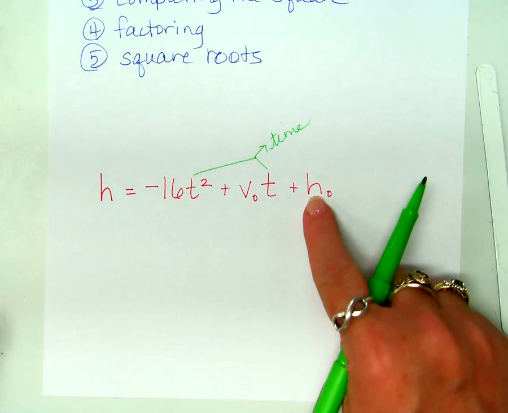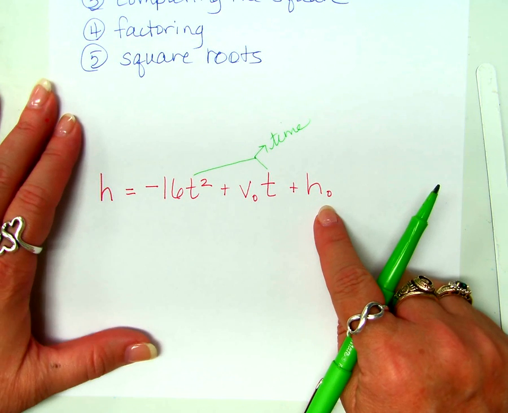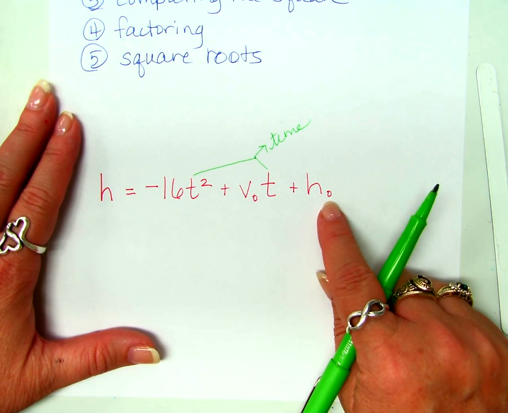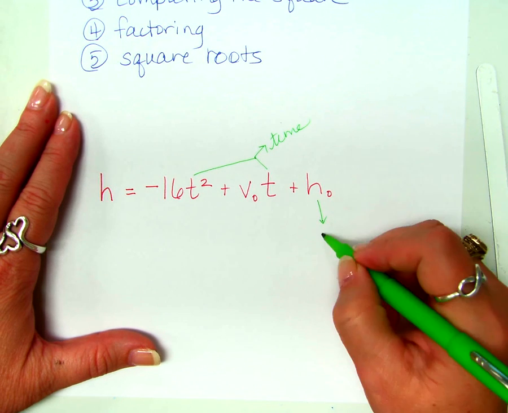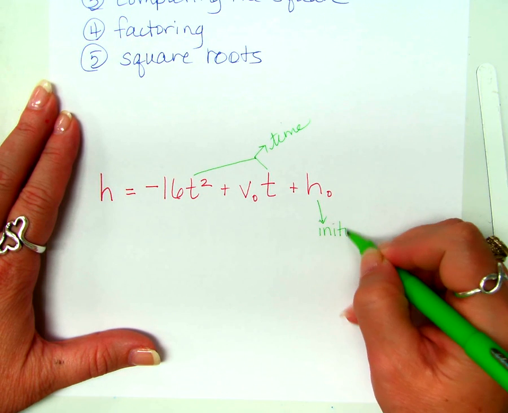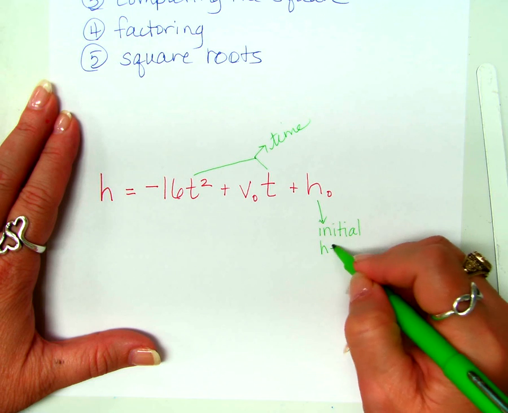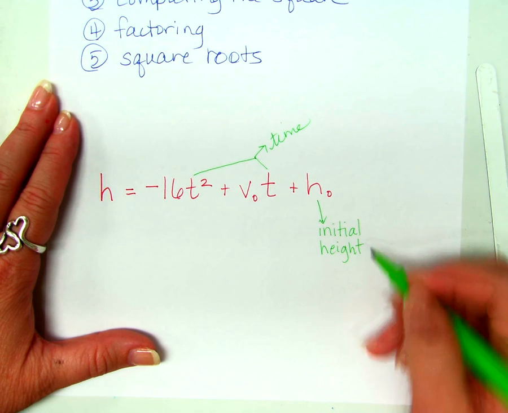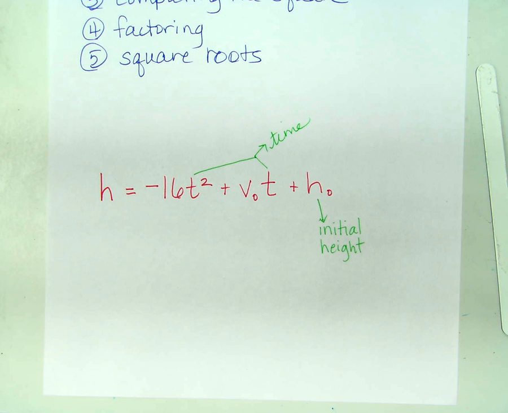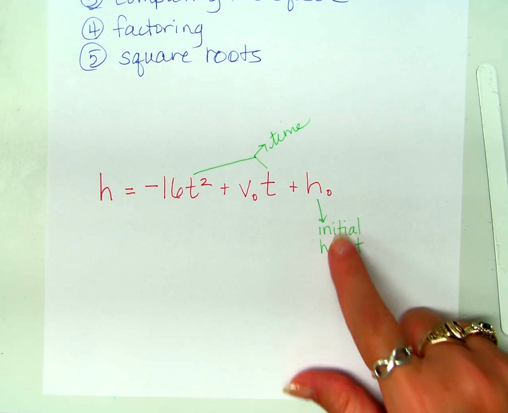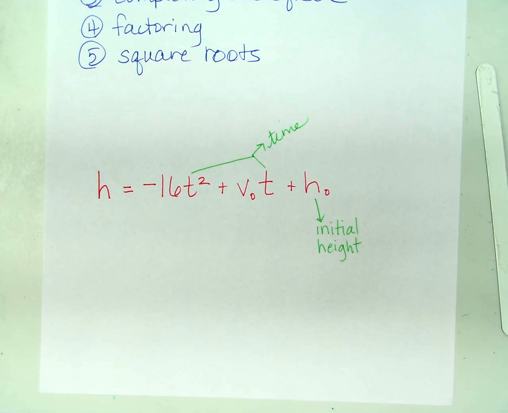Okay? H sub 0, that means the height when we start. A common way that the problem might say it, the initial height. Or another way to say initial is beginning height or starting height. Does that make sense? Okay. If we're using the right mathematical vocabulary, though, we're probably going to say initial height. That's just very common.